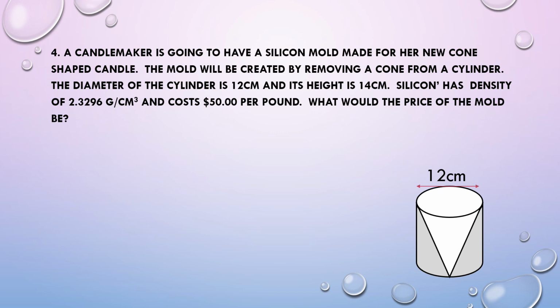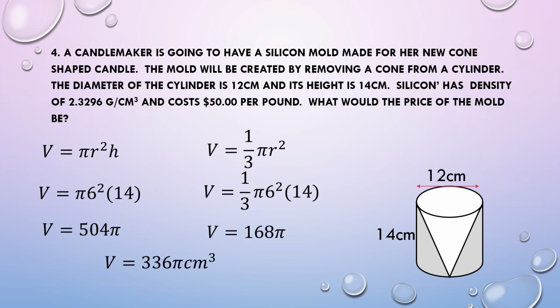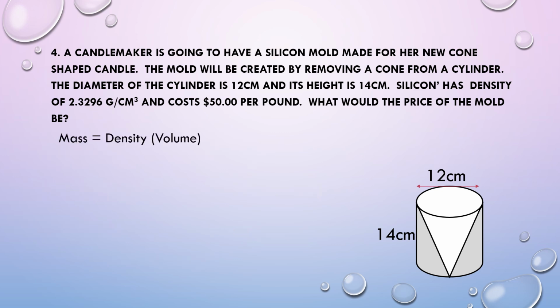So we have the diameter being 12 and the height being 14. What we're going to do is find the volume of both the cylinder and the cone and subtract them. So we can see that the radius is half of 12, which is 6, times our height, 14. And we'll do the same exact thing for the cone as well. And then we're going to leave it in terms of pi and then subtract those. That's our volume here that we're going to use.